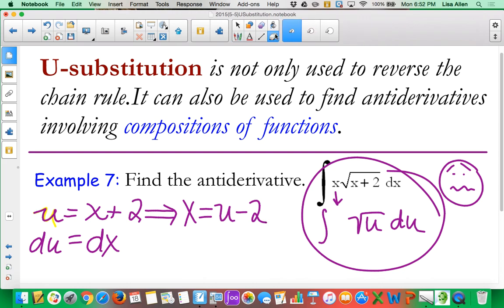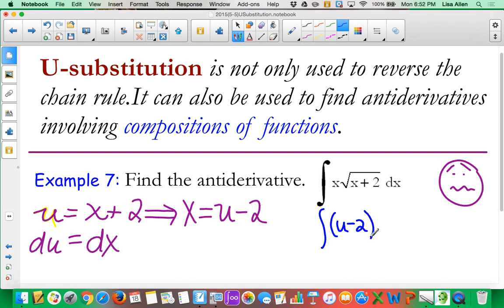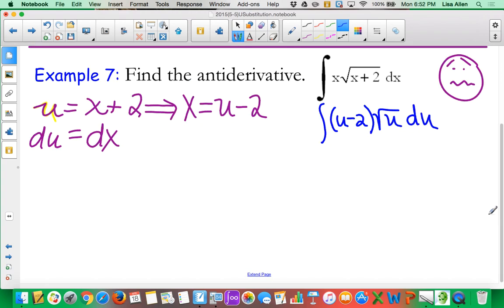So let's go back to the drawing board. The poor little guy, he looks all worried. But maybe we can fix this. So now we have, let's go blue. So we have u minus 2 in for x. And then we have the square root of u du. So let's see what this gives us. But remember, we're going to write square root of u a little differently. We're going to write it as a power, so that's u to the 1/2 du.